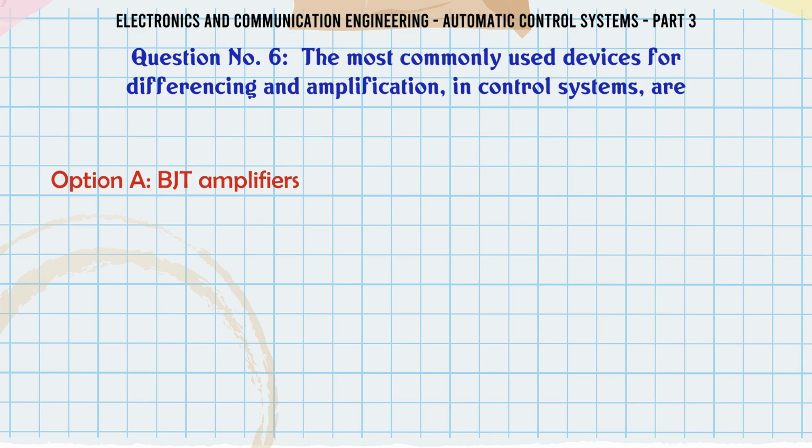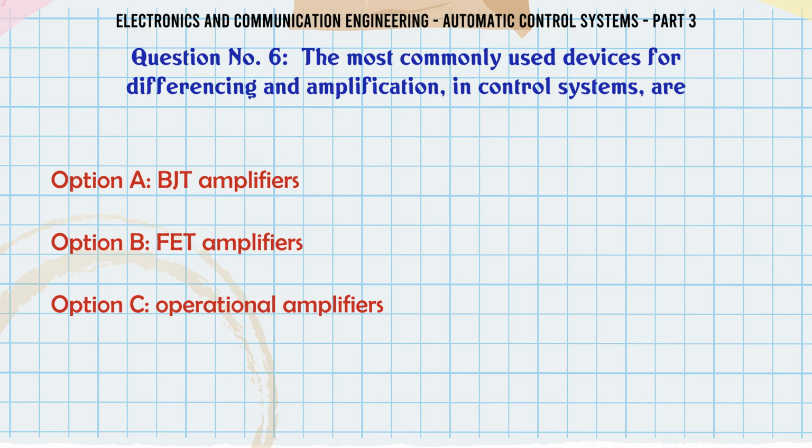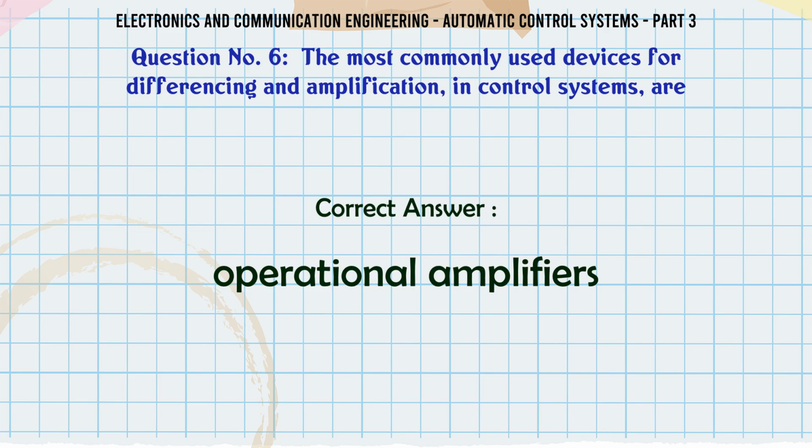The most commonly used devices for differencing and amplification in control systems are A. BJT amplifiers. B. FET amplifiers. C. Operational amplifiers. D. Either A or B. The correct answer is operational amplifiers.